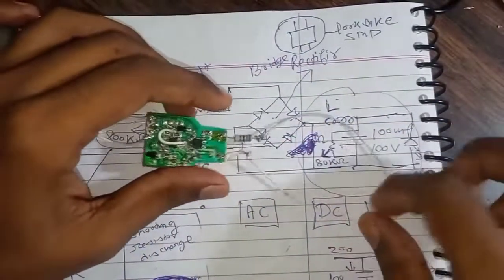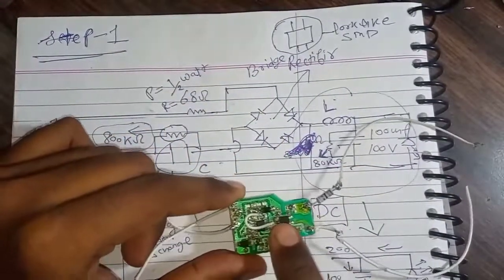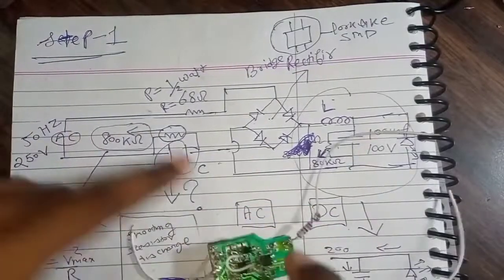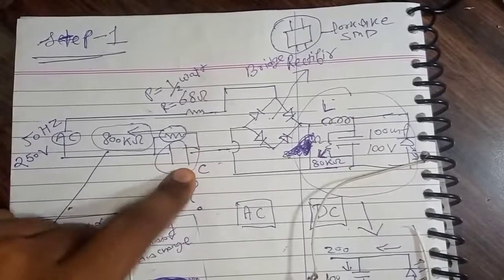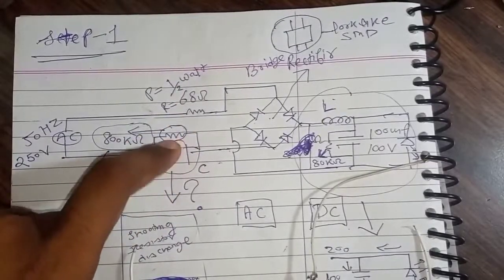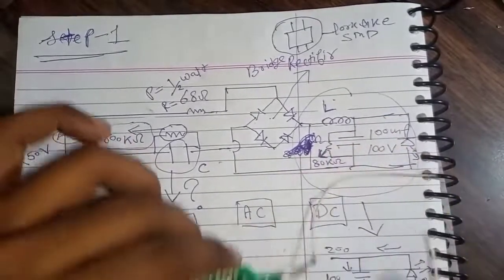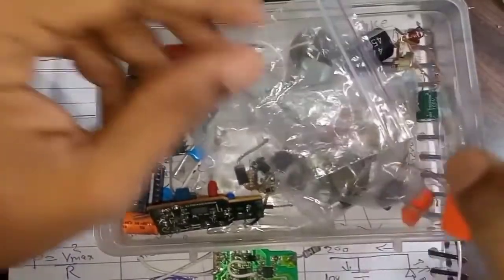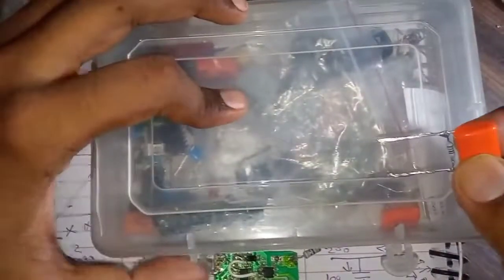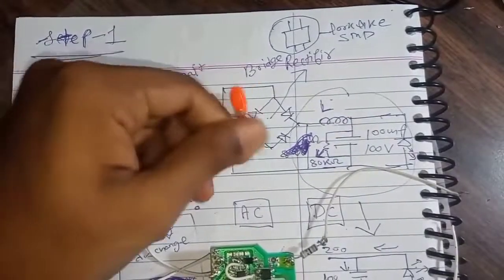So right now, after some modification, we have made our circuit like this. Everything is complete. Only the polyester capacitor, the shorting resistor, one capacitor and the discharging resistor are remaining, so we have to attach them. I'm going to attach them. Right now I'm taking a 1.5Z, 1 microfarad polyester capacitor.